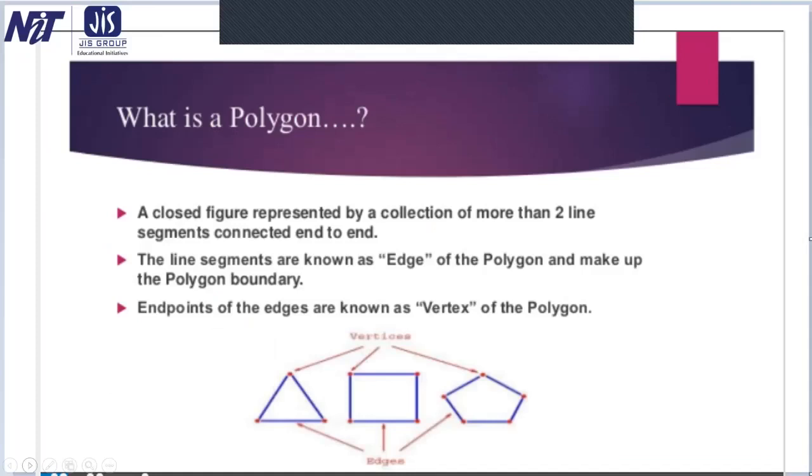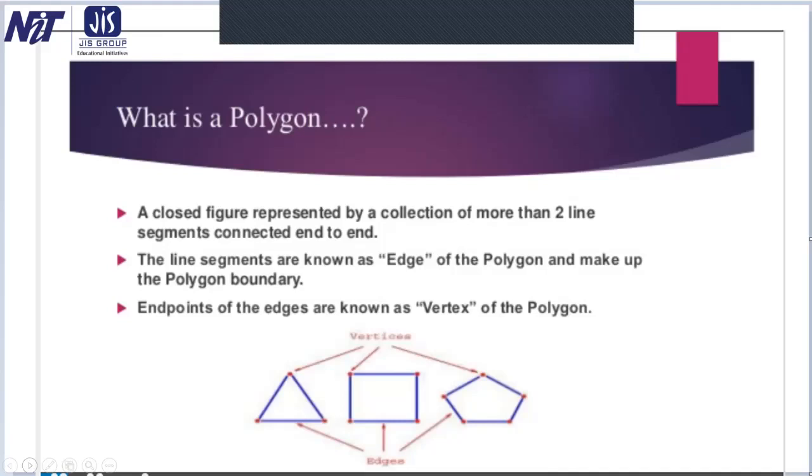What is a polygon? Before understanding any algorithm, we need to know the definition of a polygon. A closed figure represented by a collection of more than two line segments connected end to end is known as a polygon. The line segments are known as edges of the polygon and make up the polygon boundary. End points of these edges are known as vertices of the polygon.